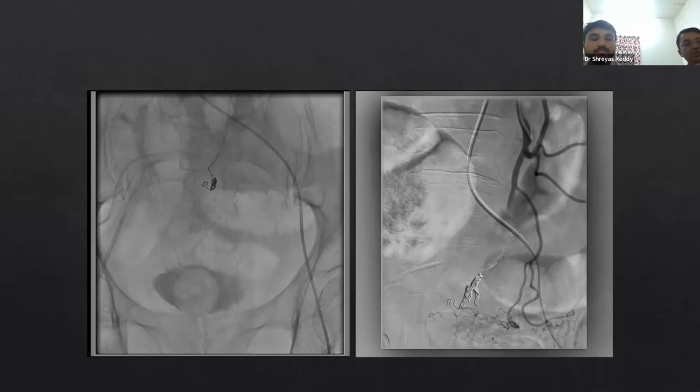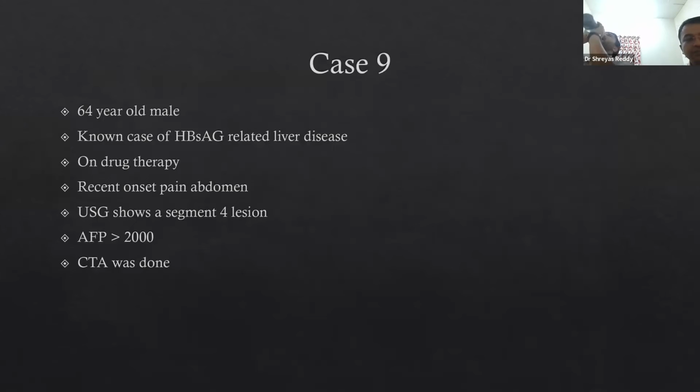Excellent. So can we go on to the next case? The next case is that of a 64-year-old male. He is a known case of HBsAg related liver disease. He is on chemotherapy and recently has developed pain in the abdomen. Ultrasound showed a segment 4 lesion and his AFP was more than 2000. Okay, stop there. What corroborative findings do you look for from this history?